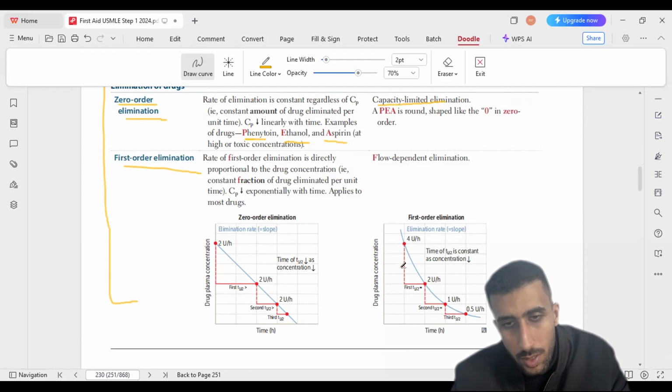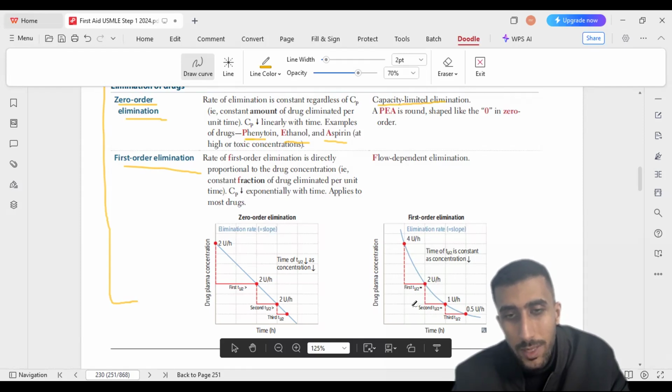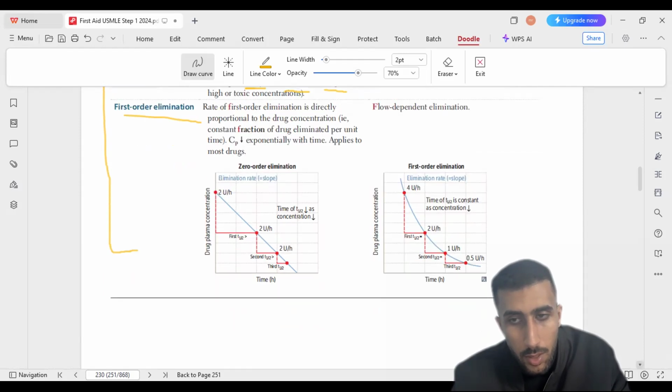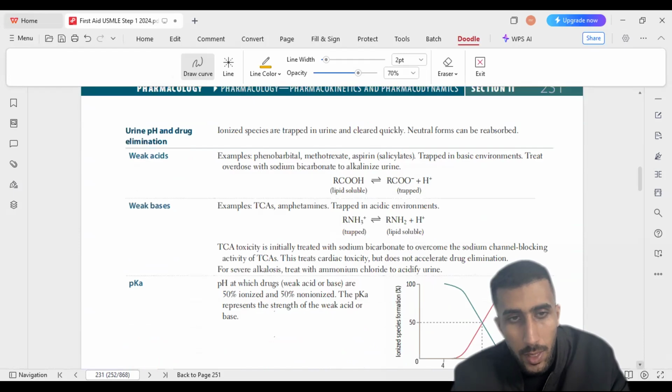In first order elimination, the time is constant, so the body accommodates whatever amount. If you have a high amount, it is going to excrete it faster and excrete a higher amount also, so we get the same time. The body is accommodating whatever amount is in the body and getting rid of it. So the time is constant, unlike zero order elimination, where there are some constraints and capacity limited elimination. So, a very high yield topic.